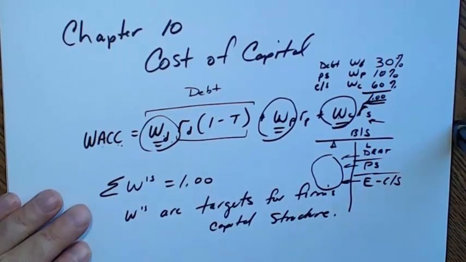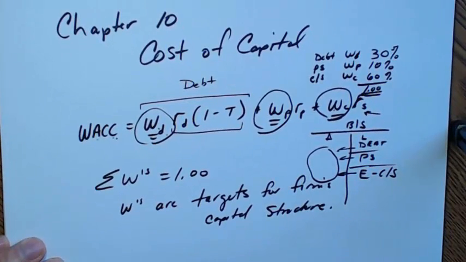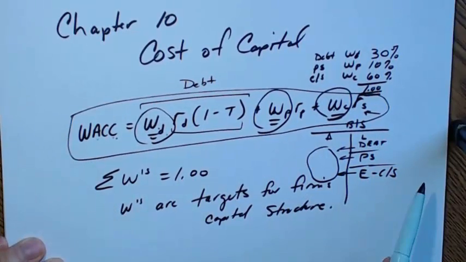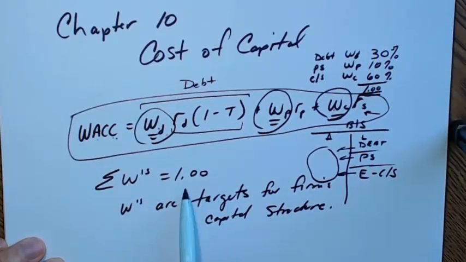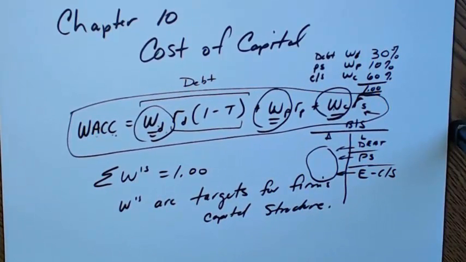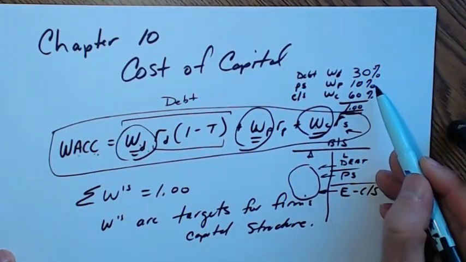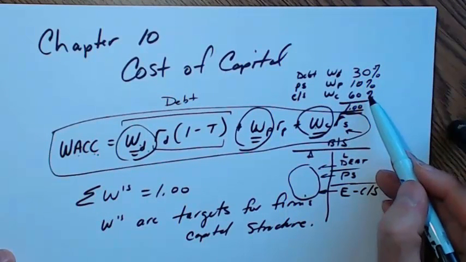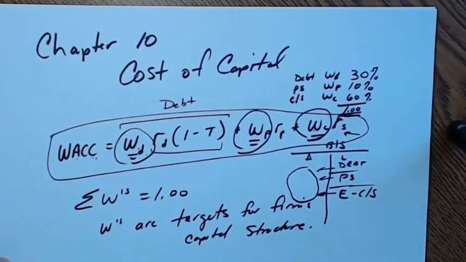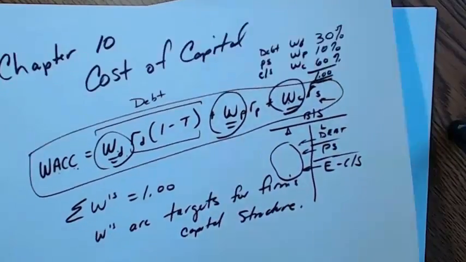Okay, so basically what I'm telling you is the whole chapter boils down to this equation. It's a weighted average cost of capital. The weights add up to 1. And the weights are basically the firm's target capital structure. It hopes to maintain 30% debt, 10% preferred stock, and common stock of 60%. Okay. Now, let me give you some information about a company we're going to use as an example throughout this chapter.